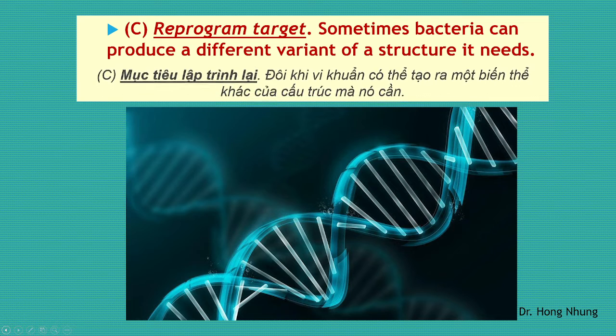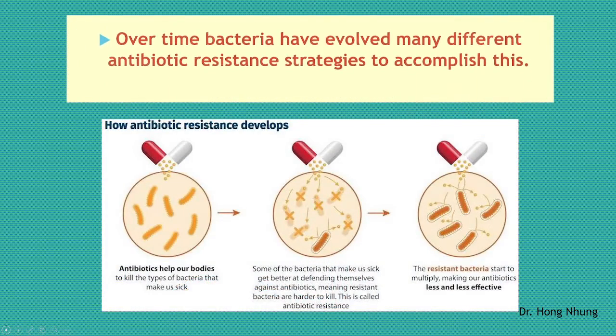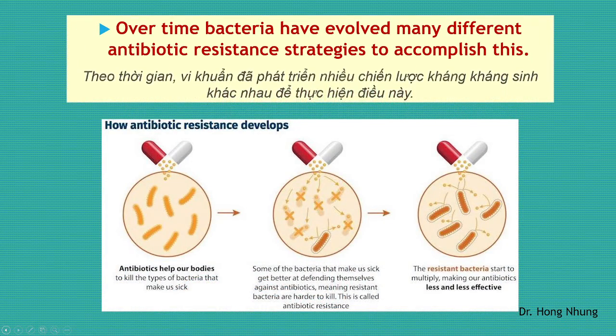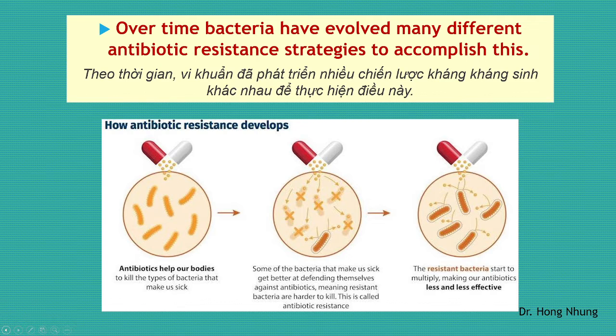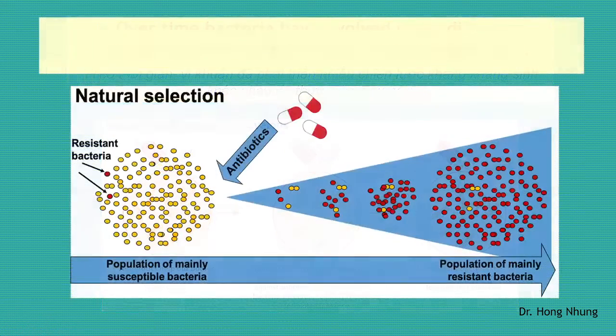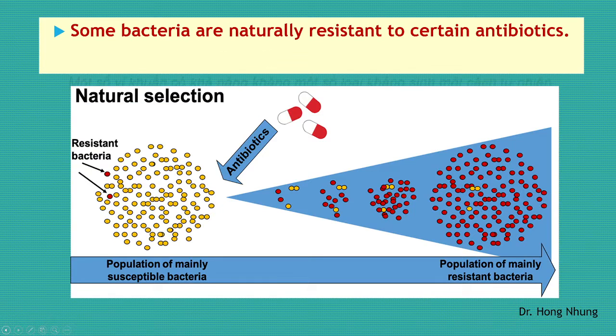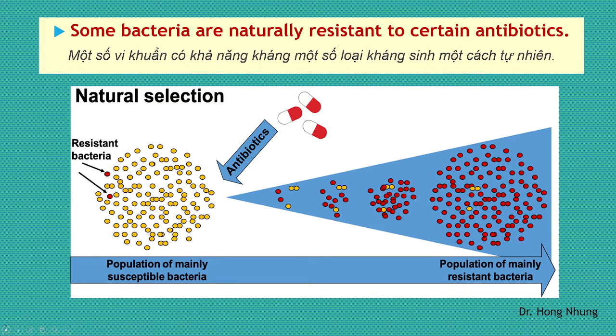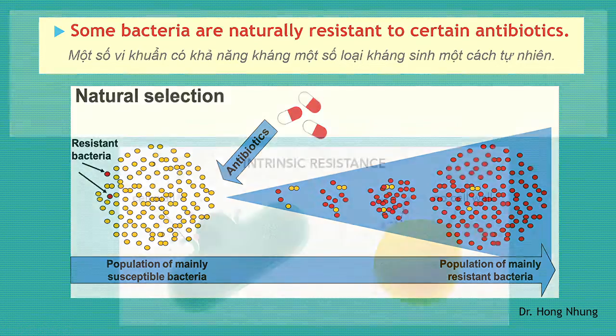C. Reprogram targets. Sometimes bacteria can produce different variants of a structure they need. Over time, bacteria have evolved many different antibiotic-resistant strategies to accomplish this. Some bacteria are naturally resistant to certain antibiotics.